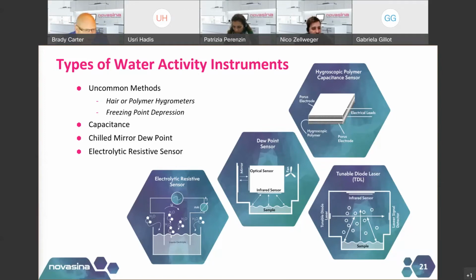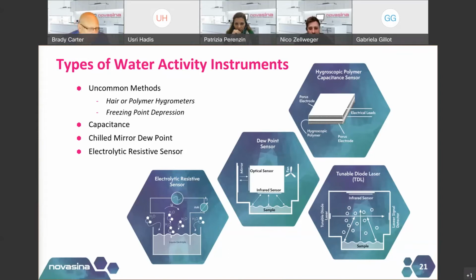Hair responds naturally to changes in relative humidity. If you put a length of hair in the chamber with your sample and allow it to equilibrate, then based on how that length changes, you could track that and use it to measure water activity. In addition, freezing point depression is another way. As water activity goes down, so does the freezing point.